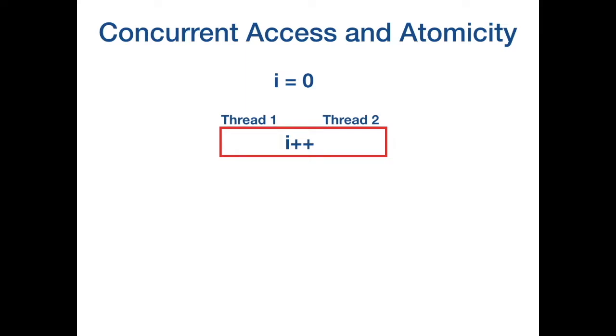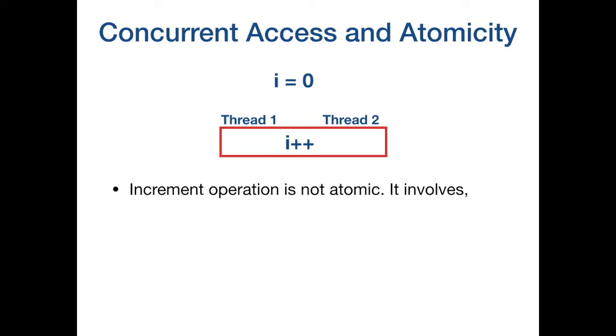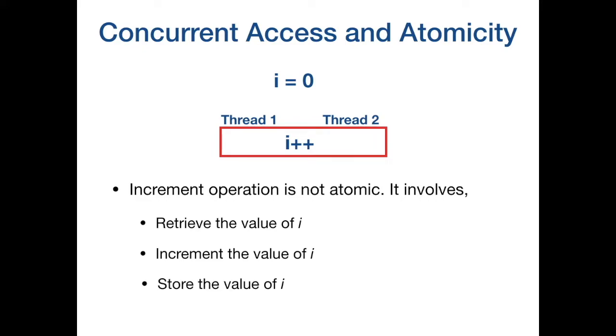Let us consider an example where thread 1 and thread 2 are running concurrently, and here they are trying to increment the value of a global variable I. The increment operation is not atomic. At the code level, it looks like one statement, but in the context of the machine instructions, it involves retrieving the value of I from memory, incrementing the value of I, and storing the value of I to the memory. So what happens if the thread gets preempted between these operations?